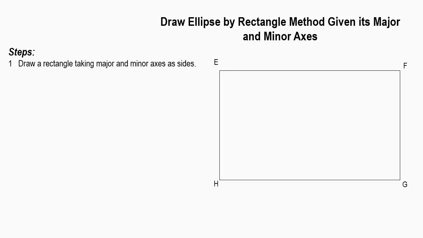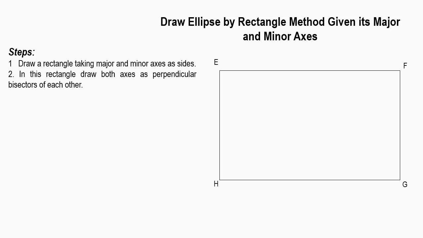The next method of drawing an ellipse is drawing an ellipse by rectangle method when the major and minor axes are given to us. So the first step is to draw a rectangle taking the major and the minor axis as the sides of the rectangle. So EFGH is the rectangle where EF is the length of the major axis and GF is the length of the minor axis.